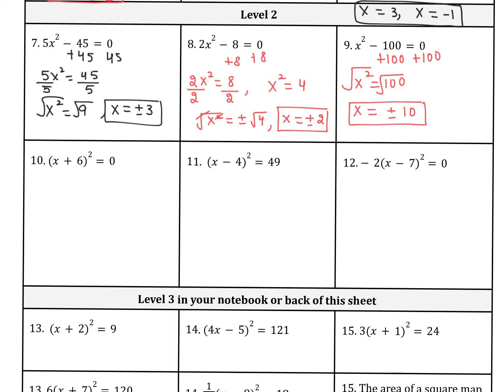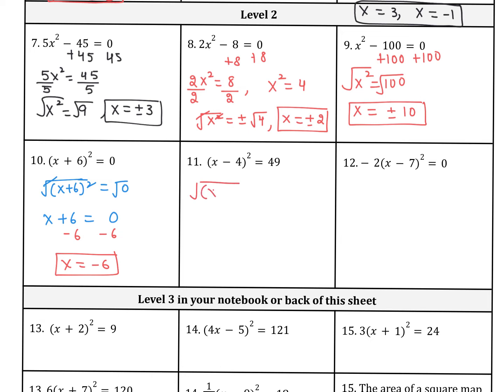For number 10, you're going to take the square root on both sides. And this is going to be square root of 0. Square and square root cancel. x plus 6 equals 0. This time I did not write any plus or minus 0 because 0 doesn't have a sign, so it means that x plus 6 equals 0. When you solve for x, you're going to subtract 6 on both sides. x equals negative 6.